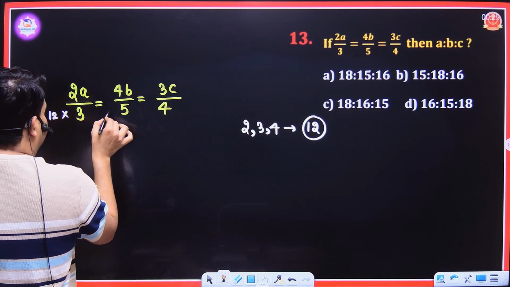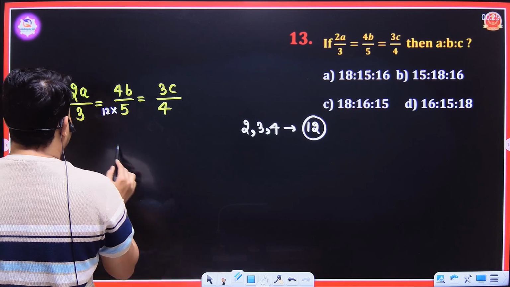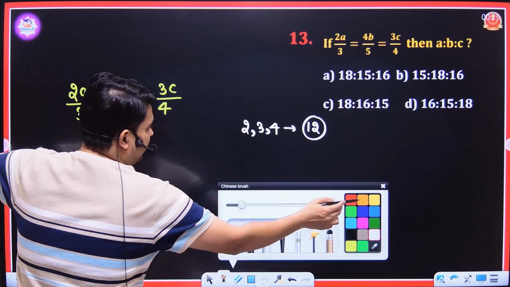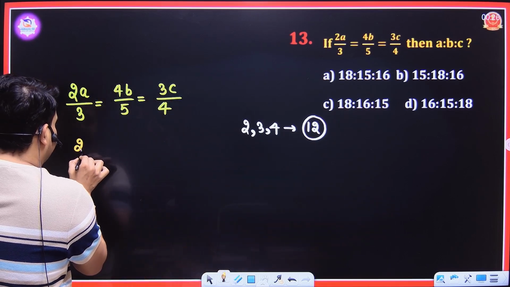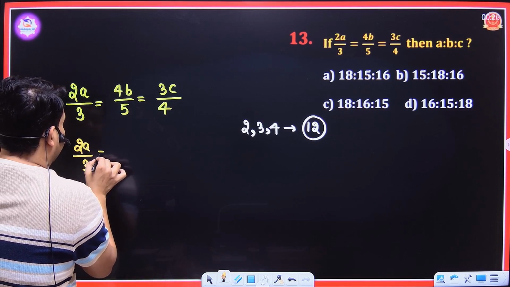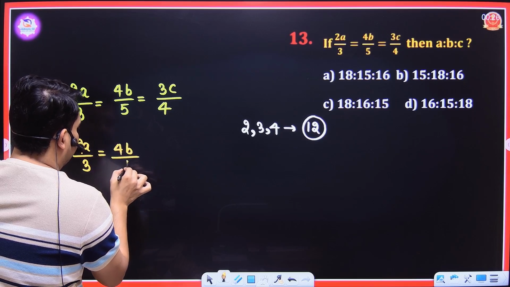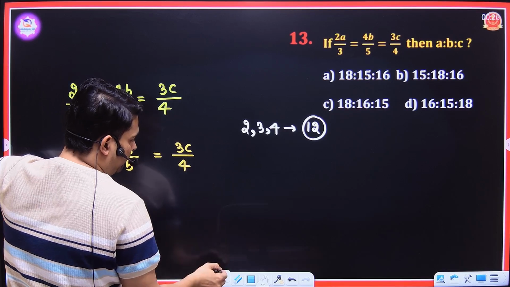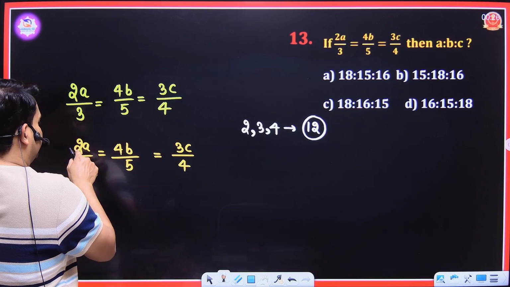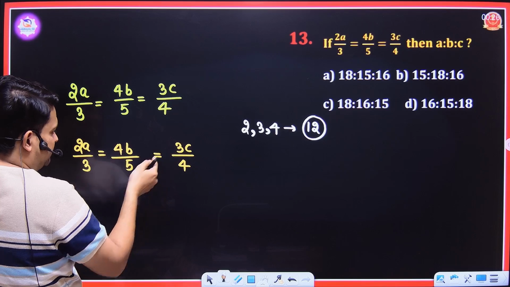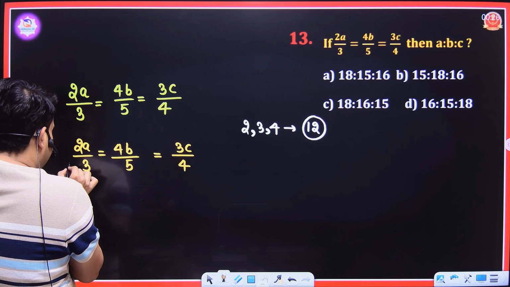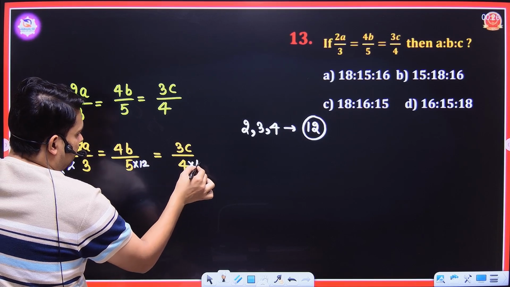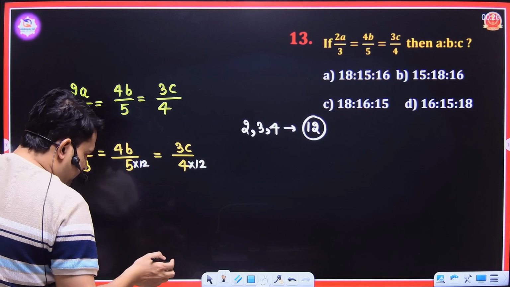We can multiply anything in the ratio. I will multiply it in the next step. See, I have twice of A by 3, I have 4B upon 5, I have 3C upon 4. I can multiply or divide anything in the ratio. If I multiply 2 here, then I have to multiply 2 in all the numbers, because that particular number will be cancelled out. If I multiply 12 here, here and here, then this 12 will be cancelled out from all the numbers, so there will be no change in those numbers.